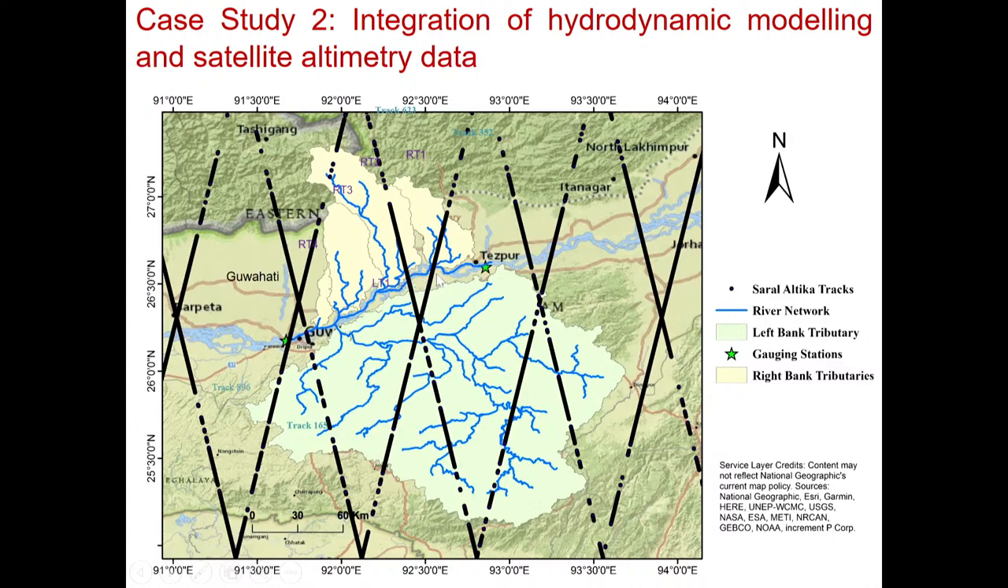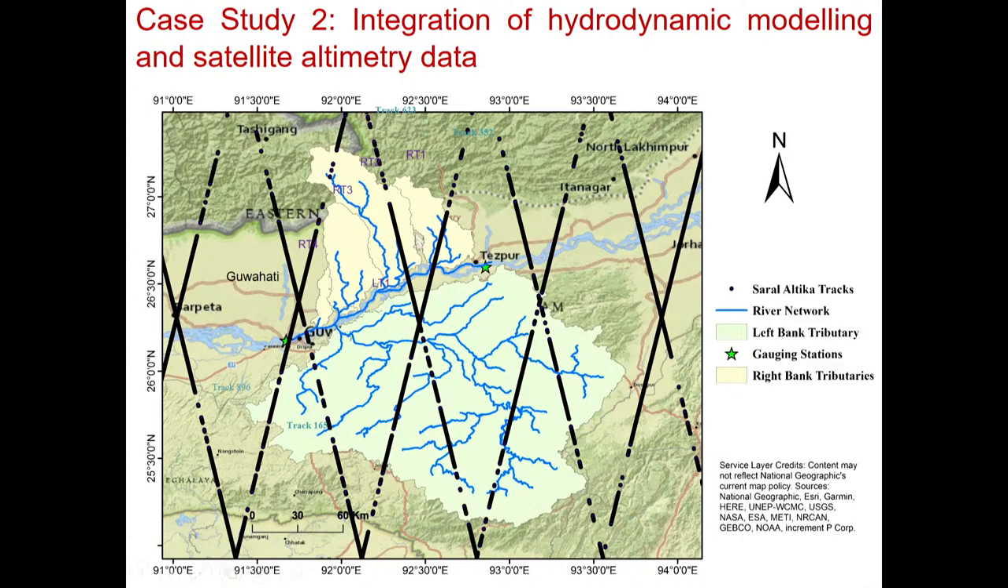Now this SARAL AltiKa is one of the altimeters. If you go to the type of remote sensing data, an altimeter is basically a non-imaging microwave sensor, which gives you very highly reliable water level values. If you compare those river water level values with the in situ data, most of the time you will get an accuracy of maybe less than 50 centimeter, 40 centimeter. So you get very reliable water level values using this altimeter data set.